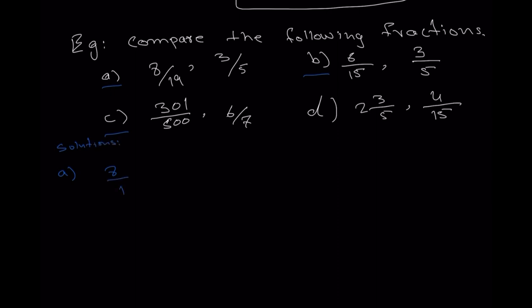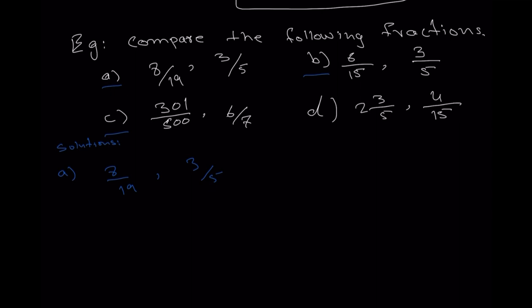8 over 19 and compare it with 3 over 5. We have no common denominator. There's nothing common to compare it. We can simply divide 8 by 19, 3 by 5 and find the answer. Or we can create a common denominator.